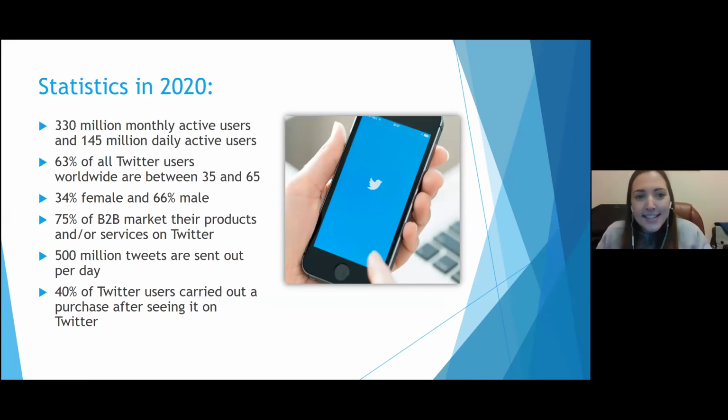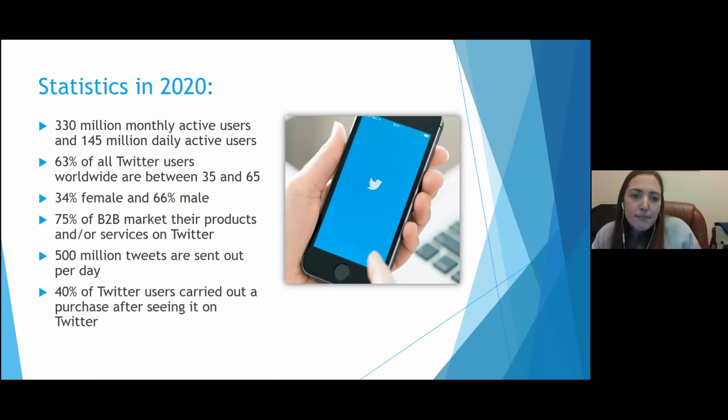So I thought I'd just give you a few stats so you can see where Twitter lies, especially after we talked about Facebook and how big that was last week. So it's huge. There's 330 million monthly active users and 145 million daily active users. 63% of all Twitter users are between 35 and 65. So you won't necessarily find that younger age group on Twitter. It's more your middle-aged, older population. And interestingly, there's a bit more of a male split with the demographics on Twitter. If you remember with Facebook, it was much more 50-50 split, whereas on Twitter, it's about 34-66.